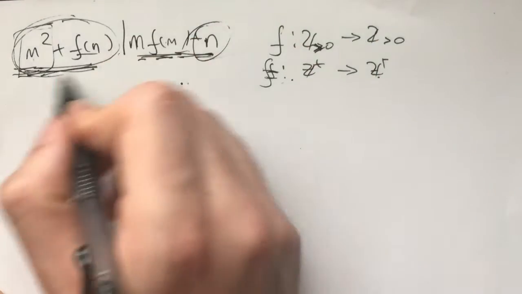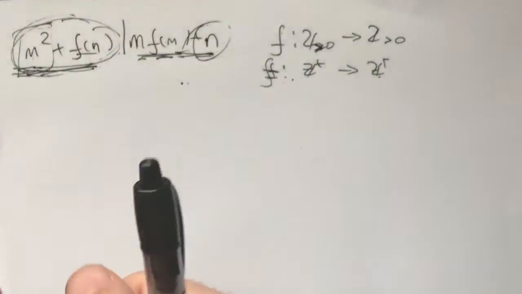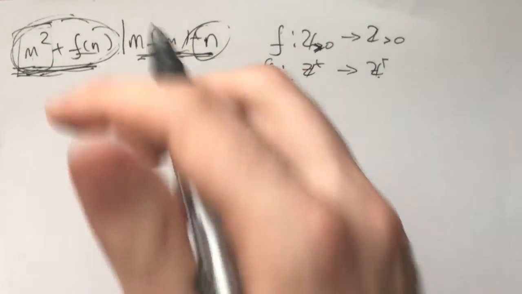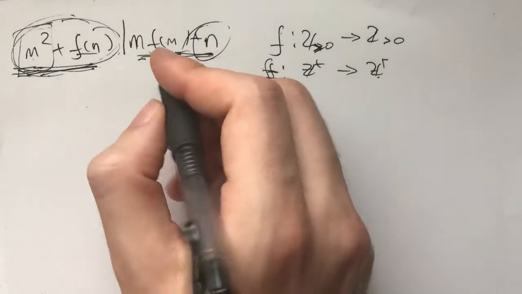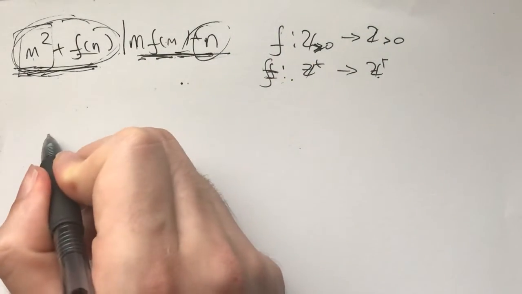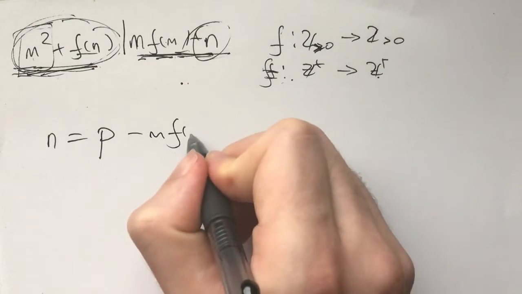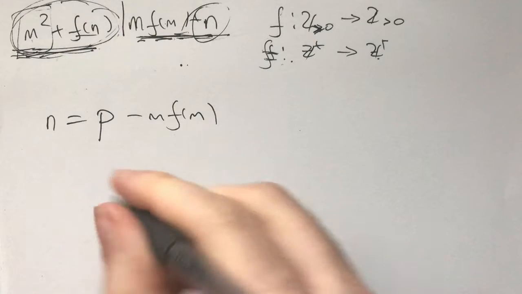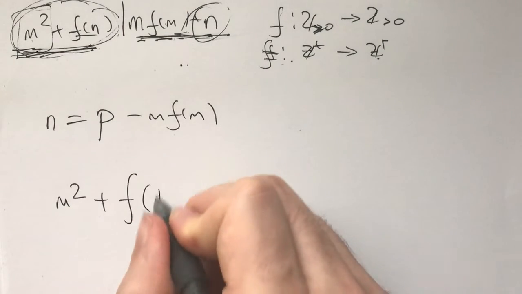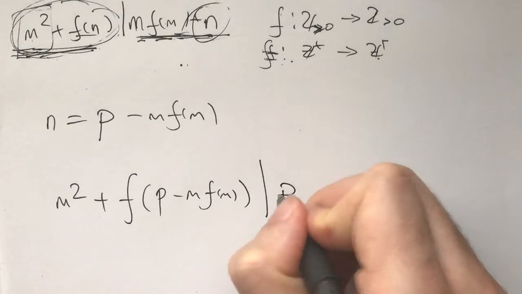For me, I was looking at this side and thinking of primes. When you have divisibility, think primes. It's a good rule of thumb. Sometimes they're useful, sometimes not, but it's a good pattern to try. Here I want to set n to be equal to a big prime, minus m times f of m. And then what I have is m squared plus f of p minus m f of m divides a prime number.